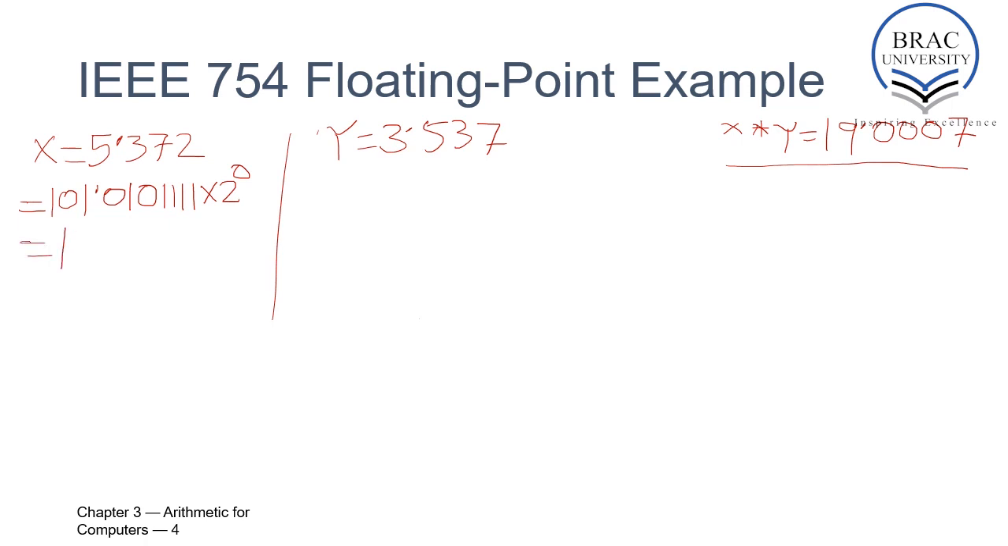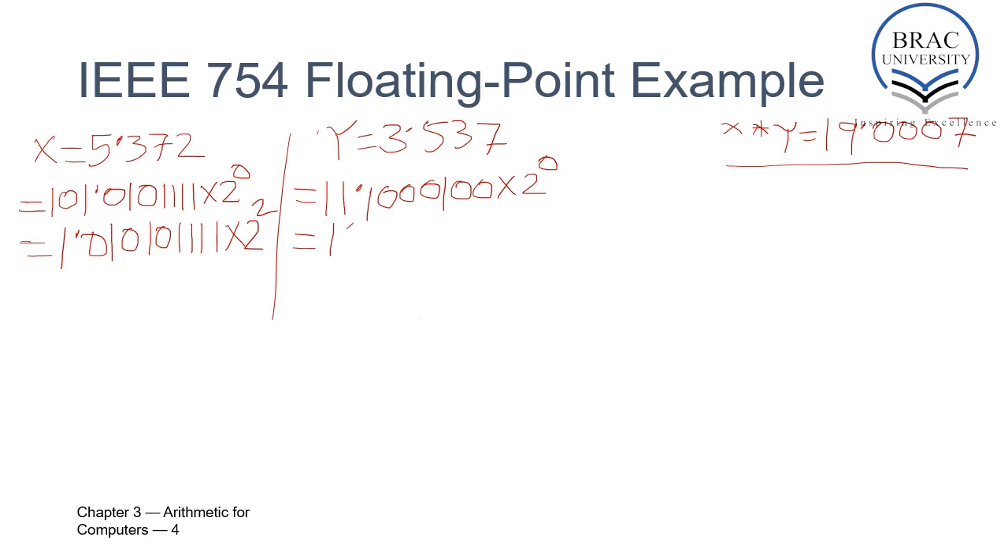So the normalized form would be 1.010101234 into 2 to the power 2. For y, this is going to be 11 point 5537, which would give 1 1 and then three zeros and then 100, 100 into 2 to the power 0.